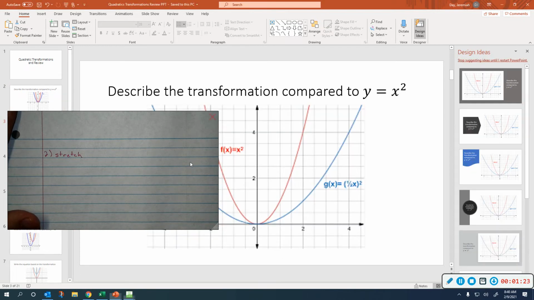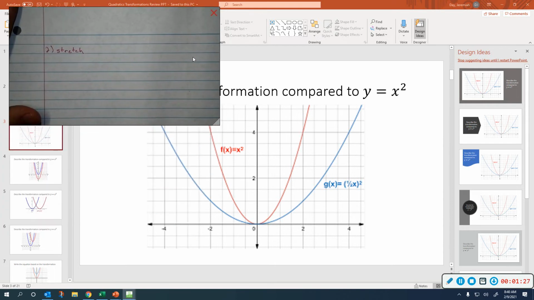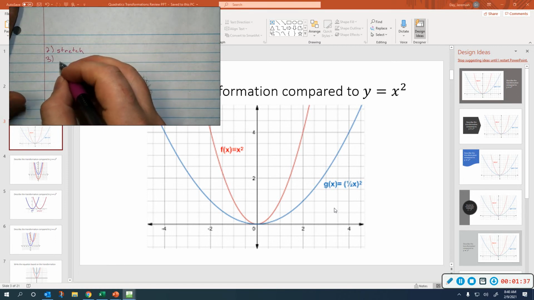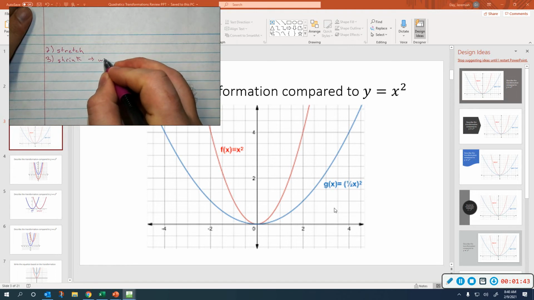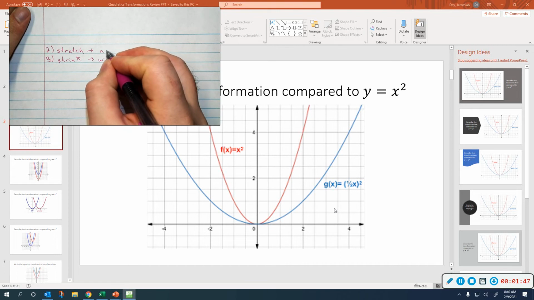Let's go on to number 2. It says describe this transformation compared to y equals x squared. Well, y equals x squared on this one is the red one, and it goes to the blue one. You see how it gets wider. That one would be called a shrink. Remember, anytime you see a shrink, you're basically just getting wider. Anytime you see a stretch, you're basically just getting narrower.